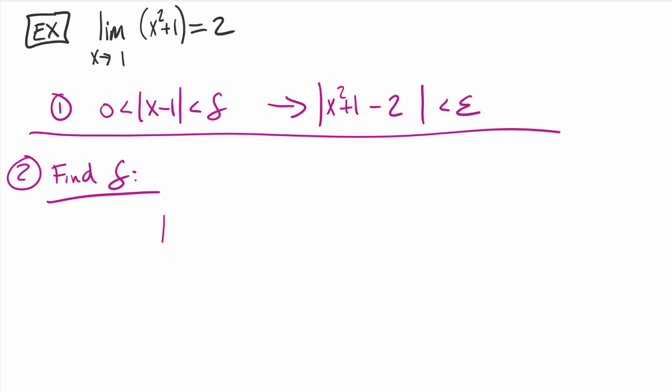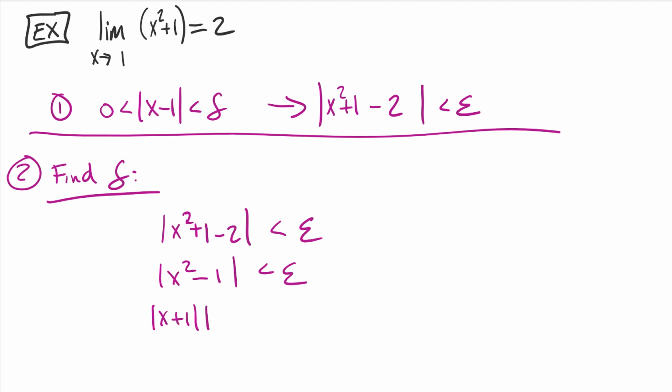Moving on. So now when we take our absolute value of x squared plus 1 minus 2, which is less than epsilon, we break it down. We get absolute value of x squared minus 1 is less than epsilon. And then I assume you kind of know what's happening here. And then we broke it up like this.